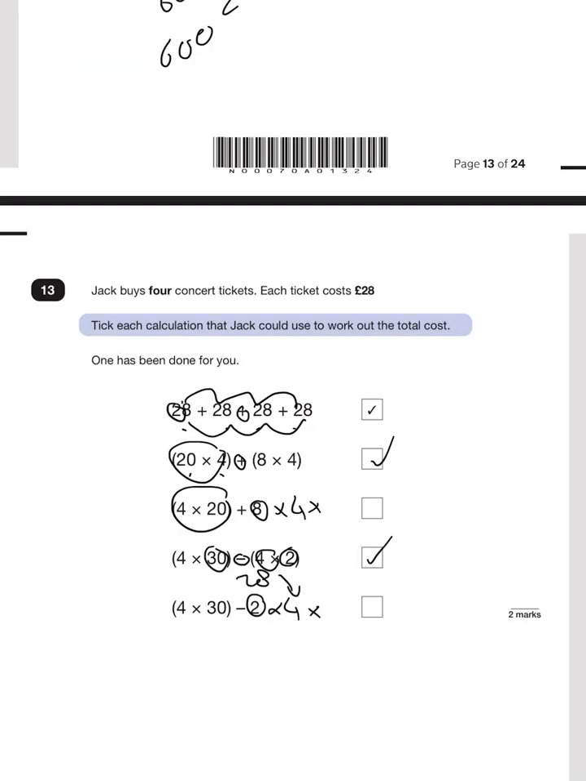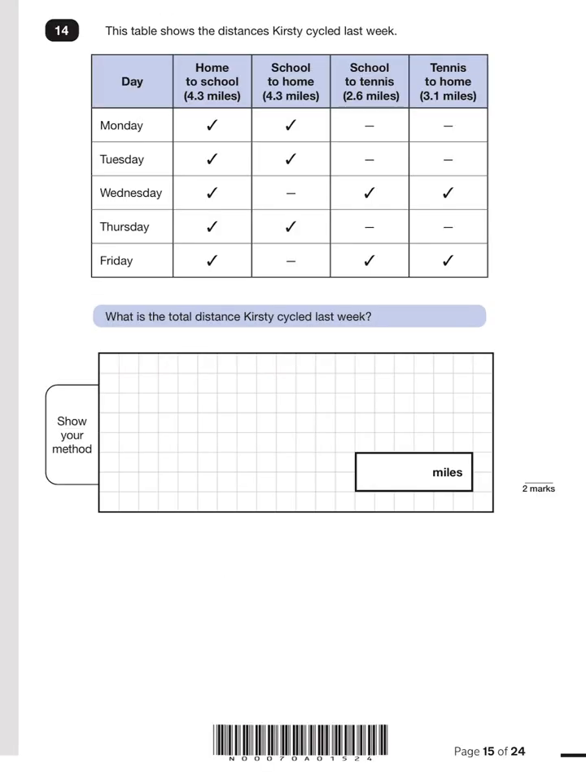Number 14. This table shows the distances Kirsty cycled last week. What is the total distance Kirsty cycled last week? So we've got Monday, Tuesday, Wednesday, Thursday, Friday, home to school, school to home, school to tennis, tennis to home. That's the distances she cycled. So we're looking for the full total, where all the ticks are. Just need to add all of that together.